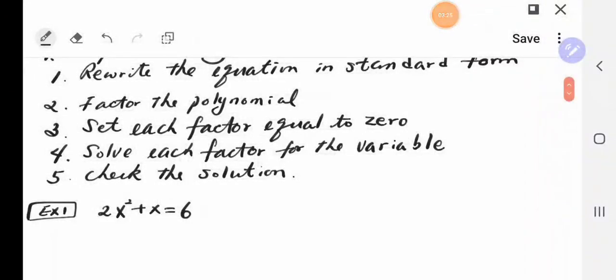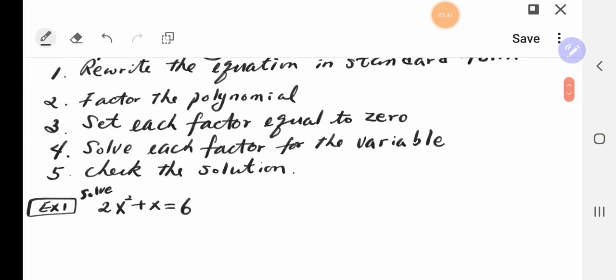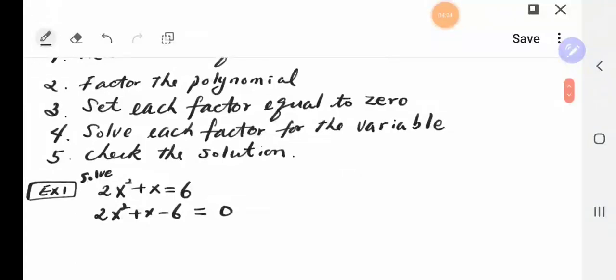Let's find the solution of this equation. The question is to solve the equation. That means we want to find the values of x so that the equation is true. When we solve this one, make sure to rewrite the equation and collect all the terms to one side. So let's move 6 to the left so that the right side of the equation is 0, because we want to factor the left-hand side of the equation. The second step is factor the polynomial.